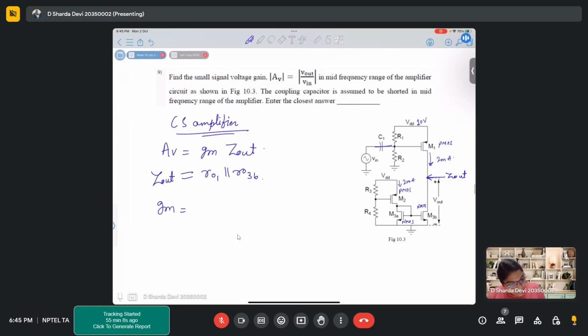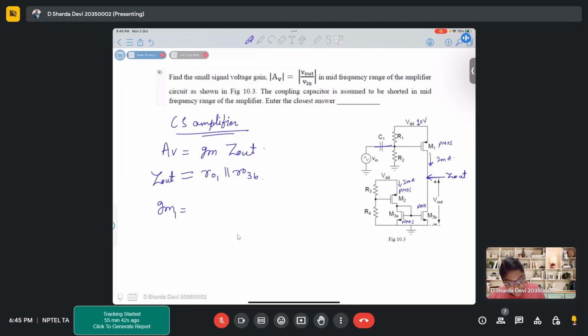And GM will be due to PMOS because the input is in PMOS. So GM always comes from the transistor which provides you the input, from where you are giving your input. So that transistor will give the GM. The transistor that is getting input is transistor M1. So your GM will be because of M1.